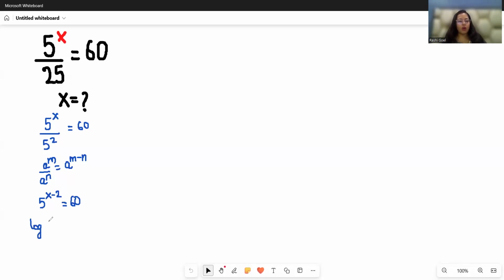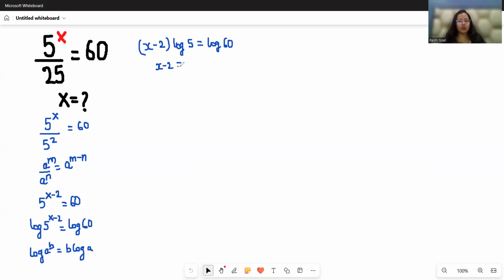Now I am taking log on both sides. So as per the log rule, log a^b can be written as b log a. So it's (x-2) log 5 = log 60. So x - 2 = log 60 / log 5, I can write.